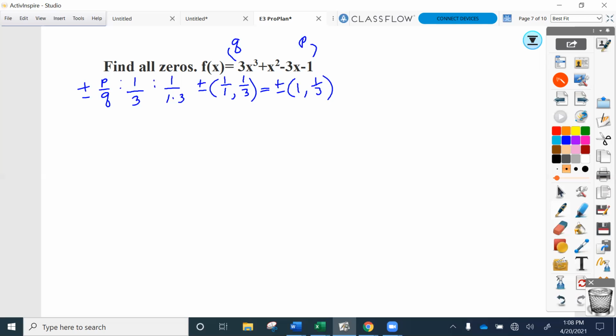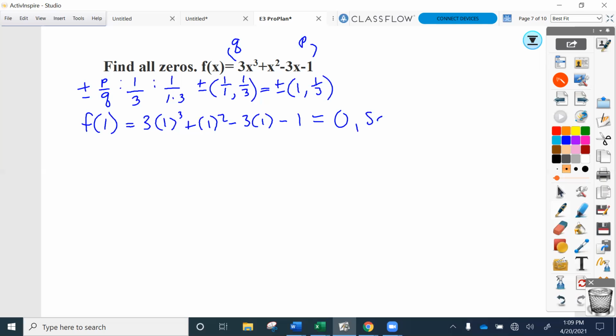Well, I'm going to try f of 1 because it's easier to try factors. So first we're going to see, is this a factor? F of 1. So we're going to take 1 and replace every x with a 1 to see if you get a 0. If you do, then that's a factor. So we want 1 squared minus 3 times 1 minus 1. And if you figure all that out, you do get 0, which is good.